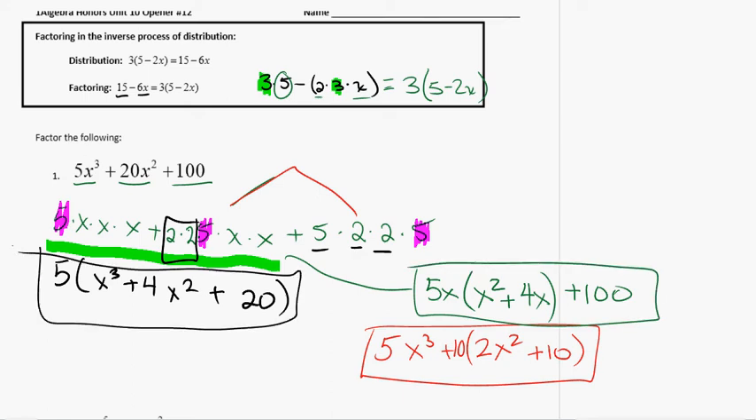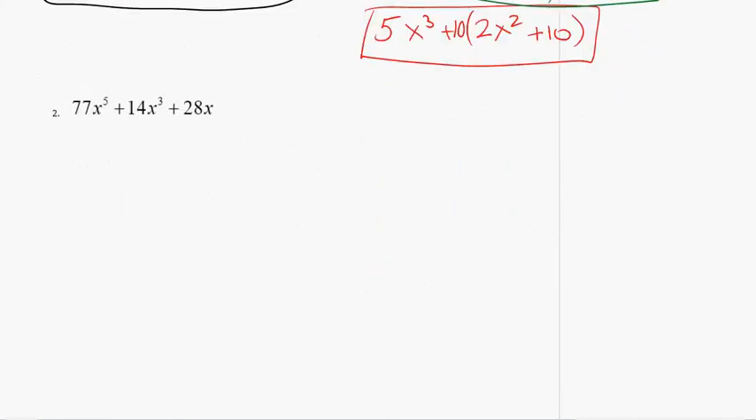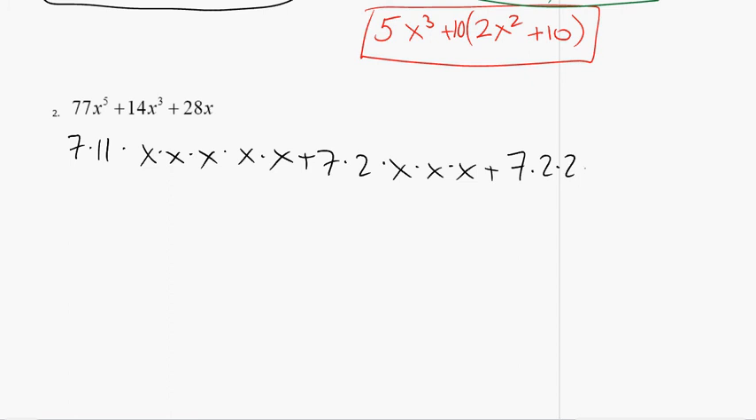Now the one in black is the one we're going to be looking for more often. So that's the one we should get used to. What do they all have in common? So looking at number 2, what do they all have in common? Well, this is 7 times 11 times x times x times x times x. And you're going to eventually get good enough at this where you don't need to write it out. Plus 7 times 2 times x times x times x plus 7 times 2 times 2 times x. What do they have in common? They all seem to have a 7.